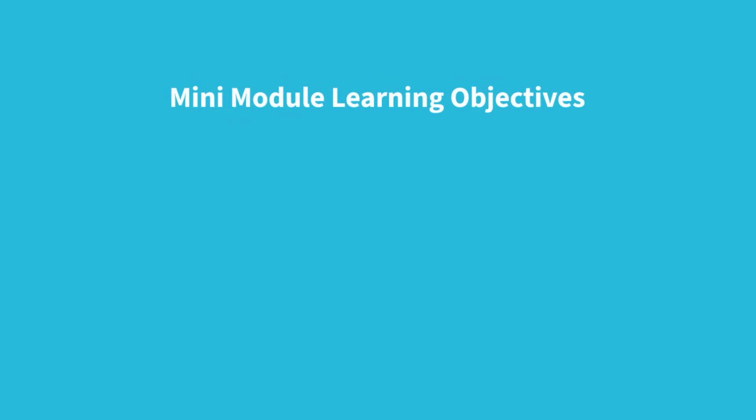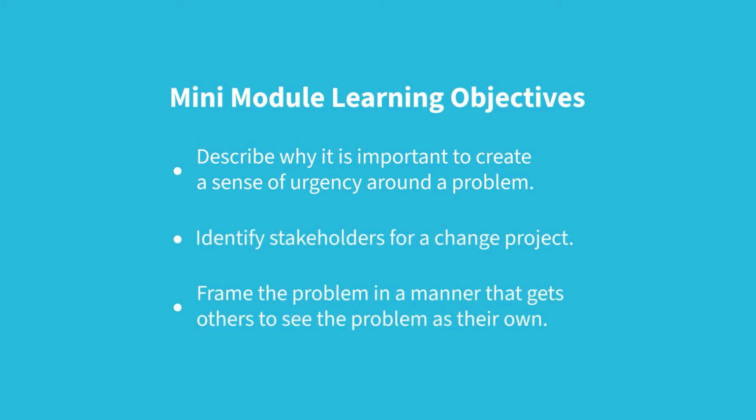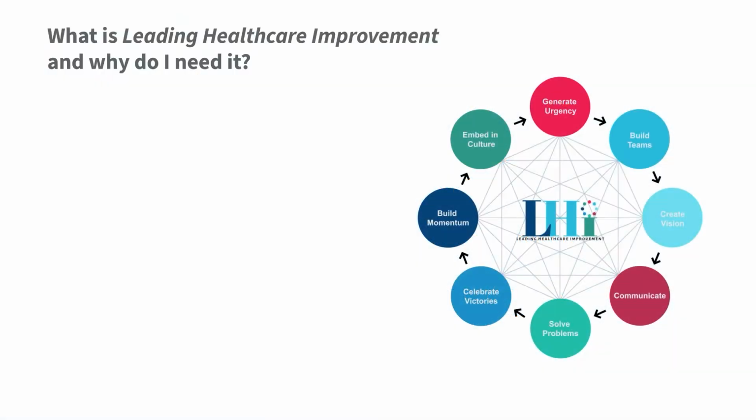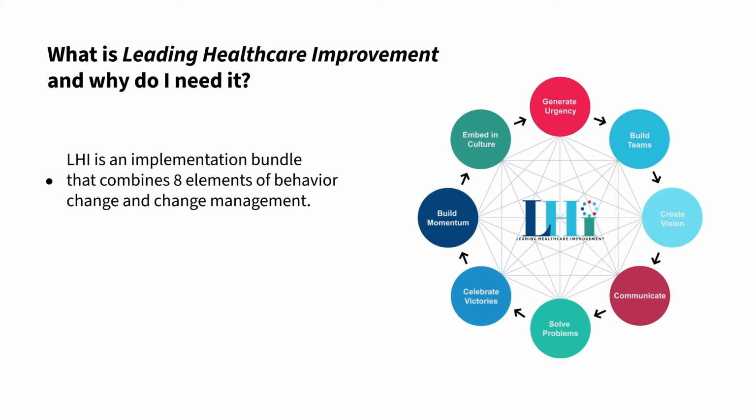This mini module is aimed to help you understand why it is important to create a sense of urgency around a problem, identify stakeholders, and frame the problem in a manner that gets others to see it as their own. Let's begin with why LHI is important and how it can help you with your project. The overall purpose of LHI is to provide you with the tools to facilitate the implementation of your project.